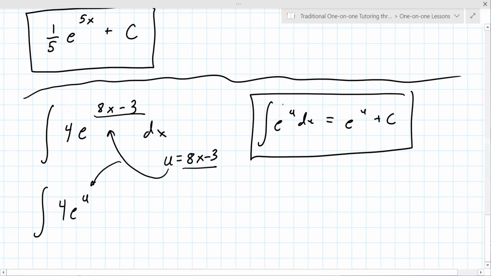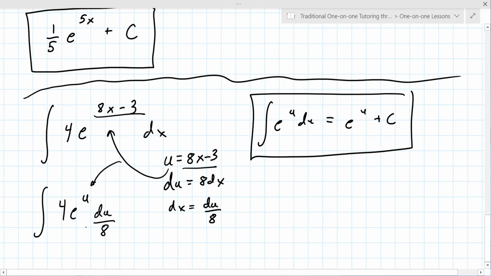But you have to take a du now. You have to take a derivative. What's the derivative of 8x minus 3? It's going to be du equals 8 dx. Solve for dx. dx is du over 8. So this becomes du over 8.